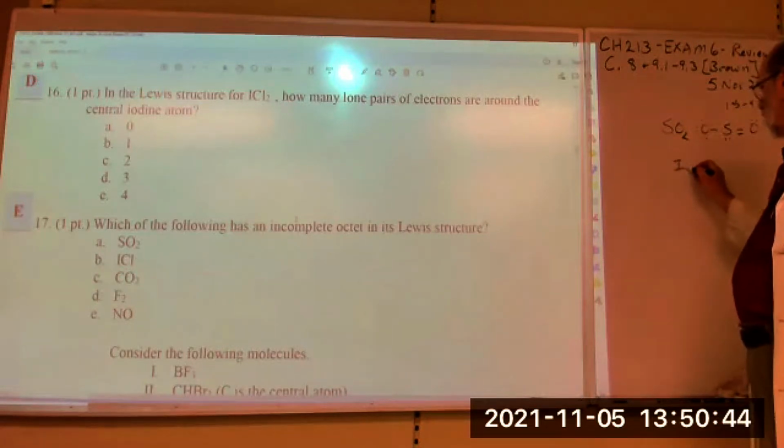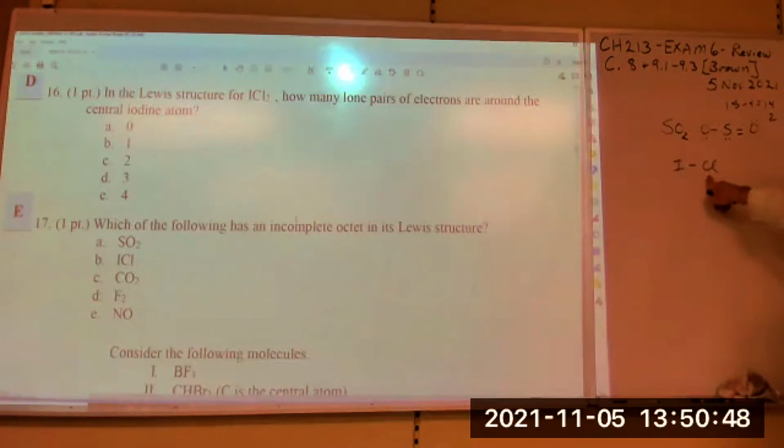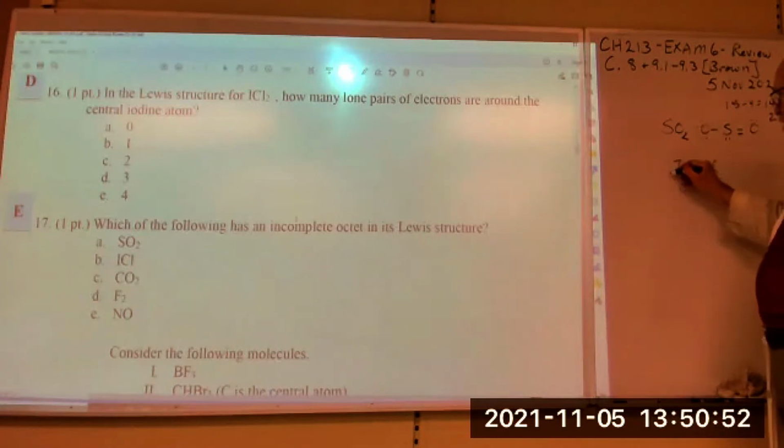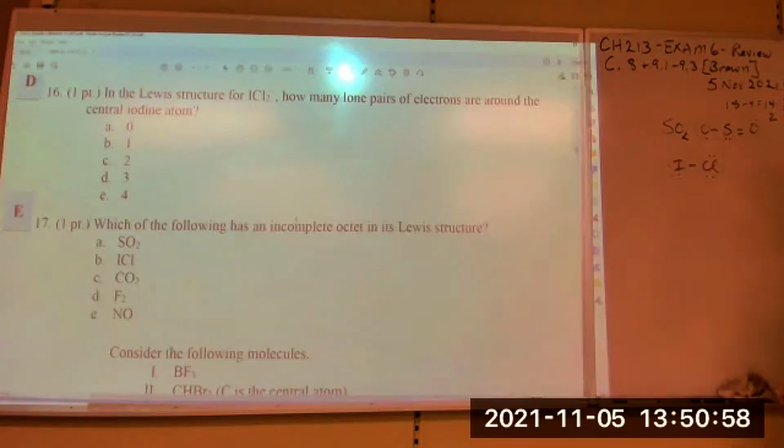ICl, we got 7 and 7, 14. 2, 4, 6, 8, 10, 12, 14. That's good. Carbon dioxide, we know that one already is good.